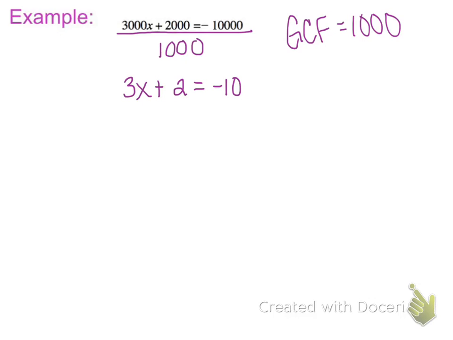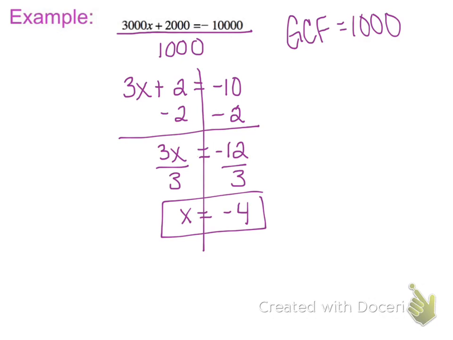Again, by getting rid of that GCF, it makes this equation way easier to solve, giving us the same answer as if we were to work with those large integers. So let's go ahead and finish solving this equation. You can see that my first step was to subtract 2 from both sides, resulting in a negative 12. And then lastly, to divide both sides by 3 to give me an answer of x equals negative 4.